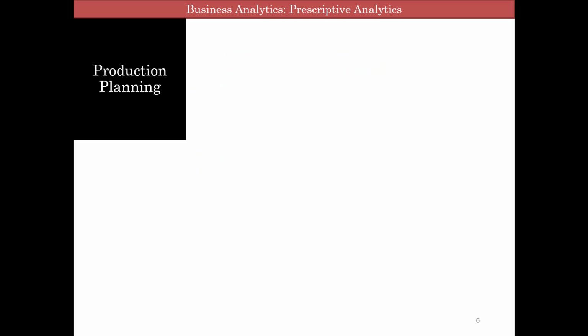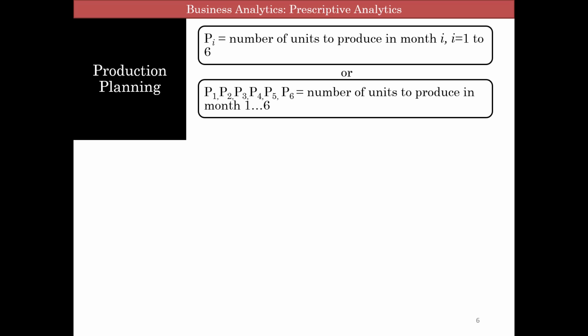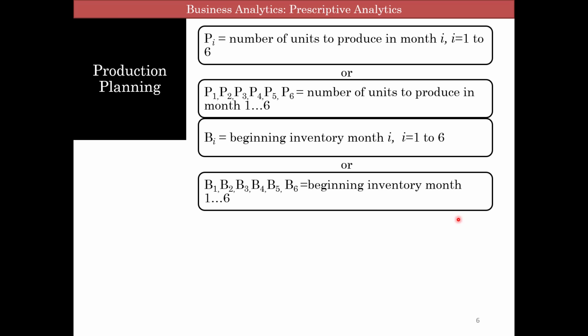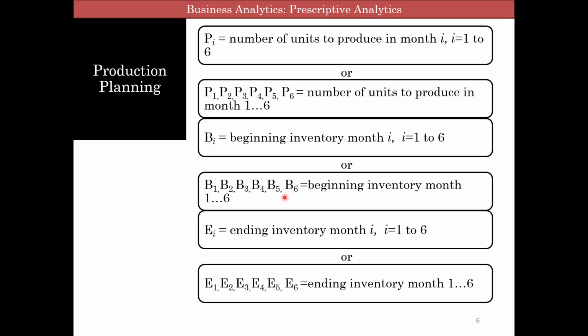So let's look at all the different decisions and decision variables and how to model this problem. We'll start with the production planning. Let's say Pi is the number of units produced in a month. So we have P1, P2, P3, P4, P5, P6, 6 variables here. Then we have beginning inventory, B1 to B6, and then we have ending inventory, E1 to E6. Now, you don't really need this ending inventory, but I'm putting it in so that the model is easier to understand. But when we look at the Excel file, I'll show you a model without using this E and just using B.